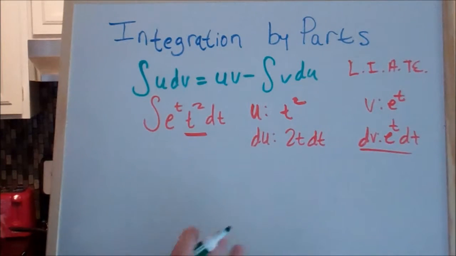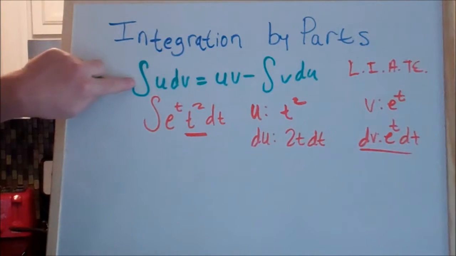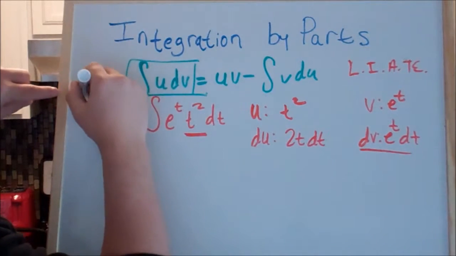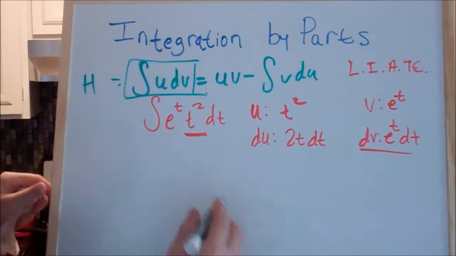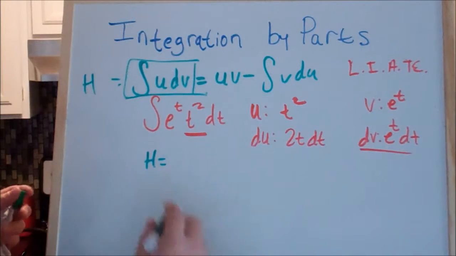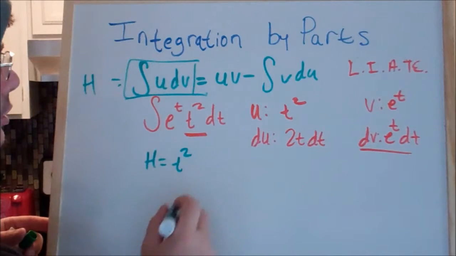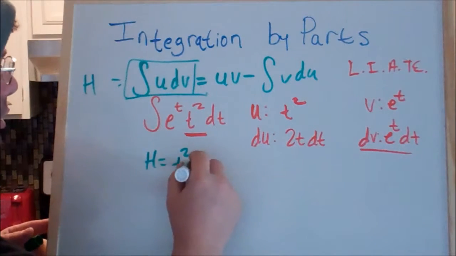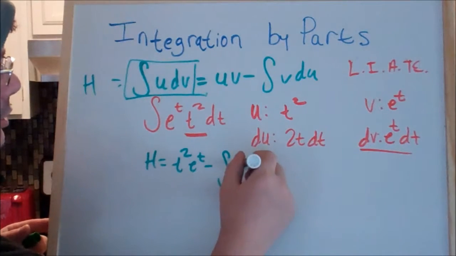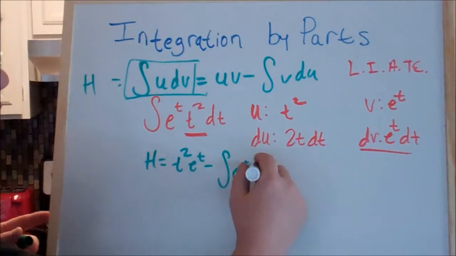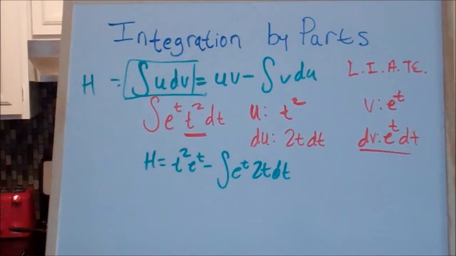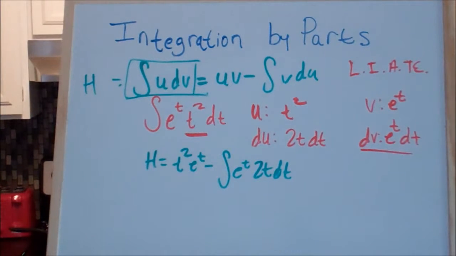So let me use my formula. This guy up here, I will rename him h, just because I'm going to write h equals, okay, now I'll use my little formula. So u is going to be t squared times v, that will be my e to the t, minus the integral of v, e to the t, du, which will be 2t dt. Okay, so it looks a lot different now.